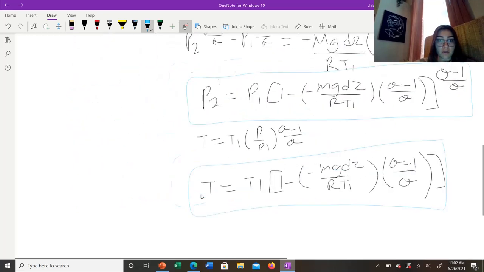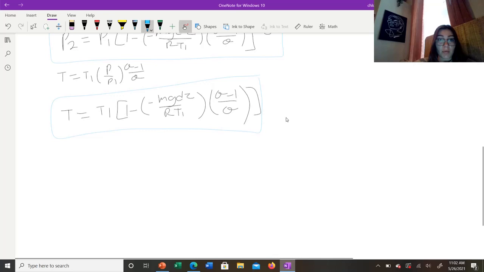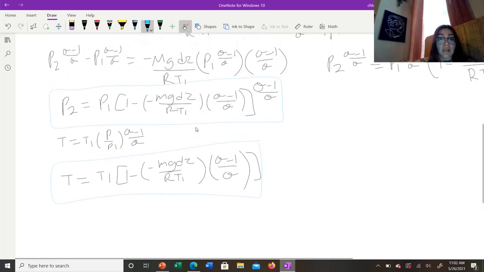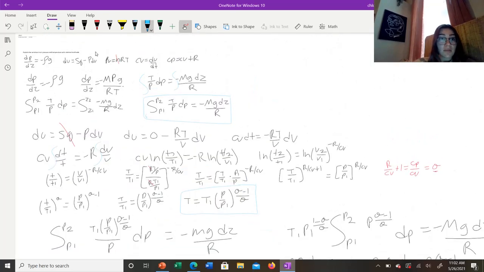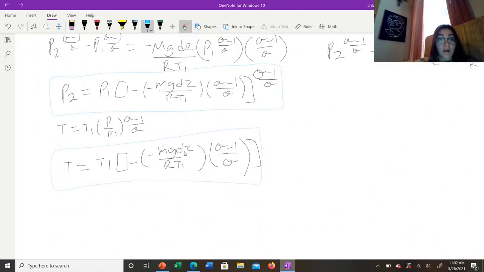We have the final equation for the temperature, the final equation for the pressure, which is what we were hoping to find, and they're both related to the altitude, which is the dz. So all of these other things are constant except for the dz. That's the only thing that's changing. So we have officially found how the pressure and the temperature relate in relation to the altitude.